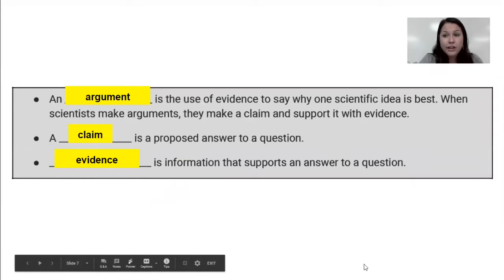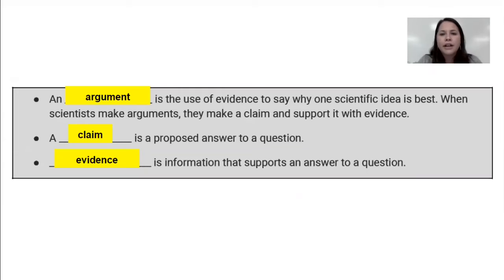Now, when I say argument, I'm not talking about getting in a fight with your brother or sister. I'm talking about a scientific argument. Basically, an argument is using evidence, using information we're giving to explain why you think one scientific idea is best. So usually when you argue with somebody, it's because you think you're right. In science, it's the same thing. You're going to tell me an argument and why you think you're right.